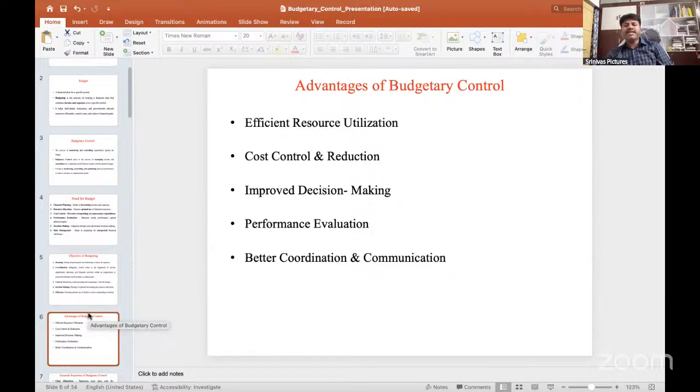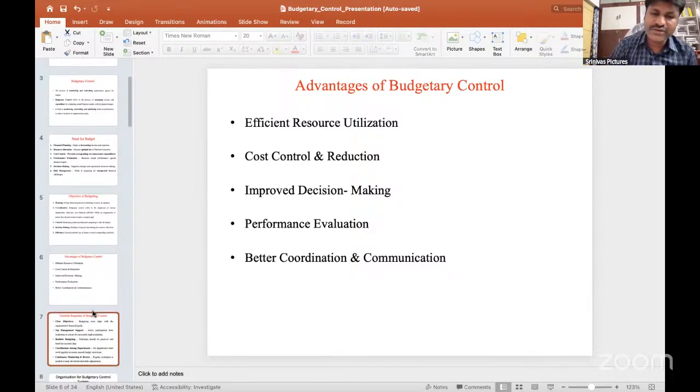And better coordination and communication. So better coordination and communication means what? This budget engages the entire organization. In every organization, different departments are involved, so among all the departments, we are going to observe coordination and communication.